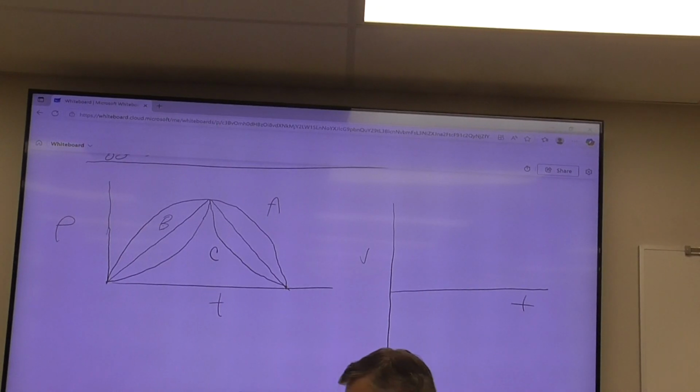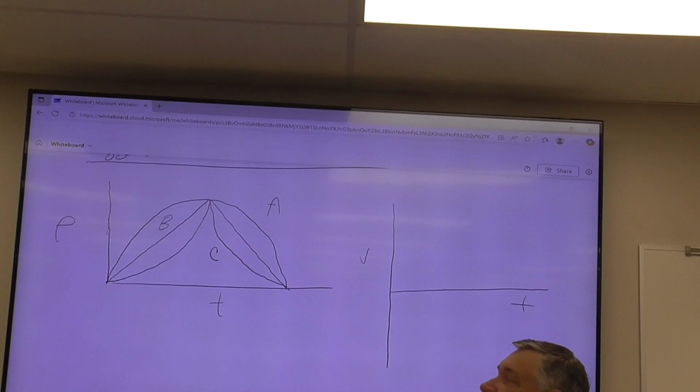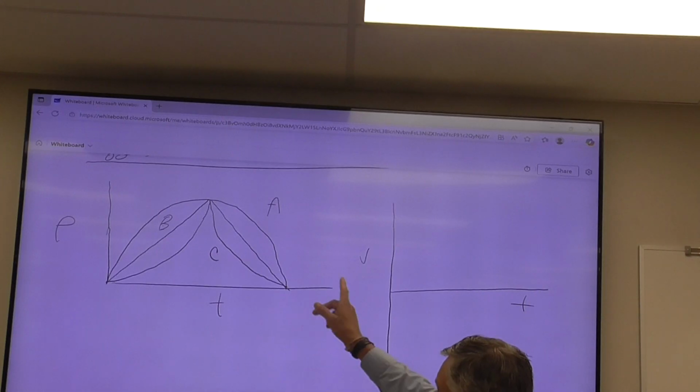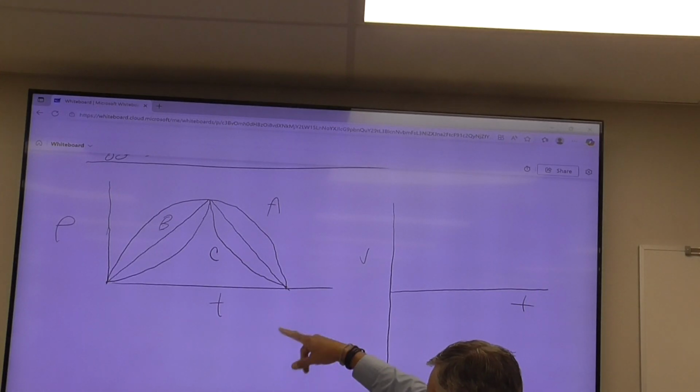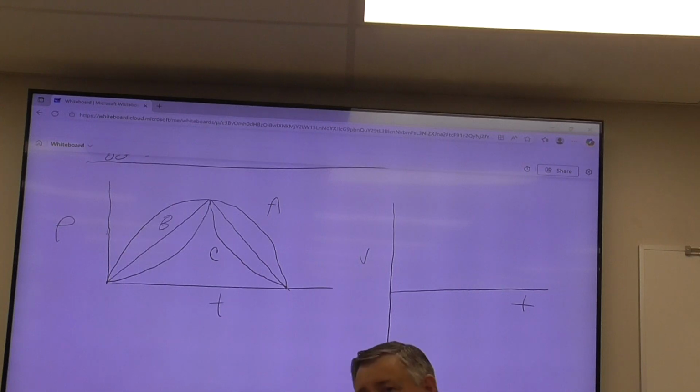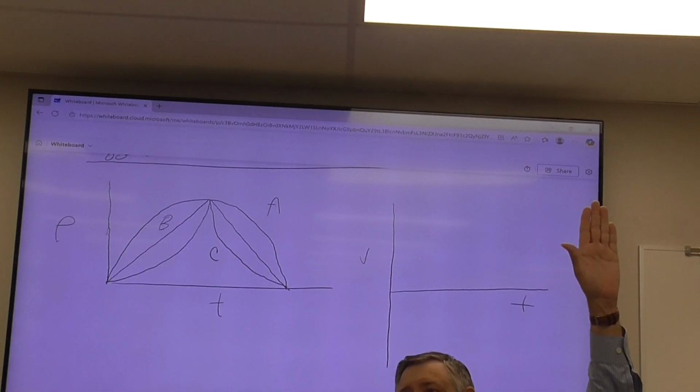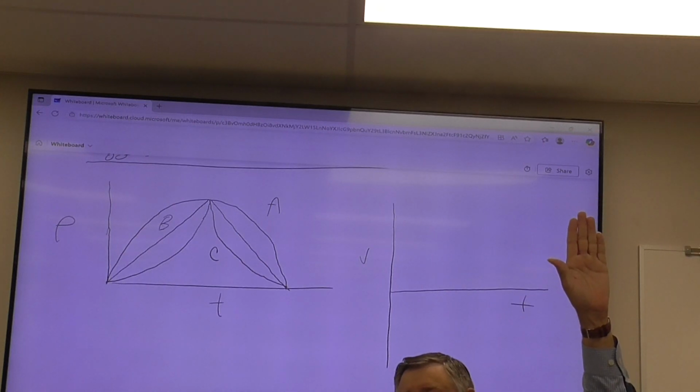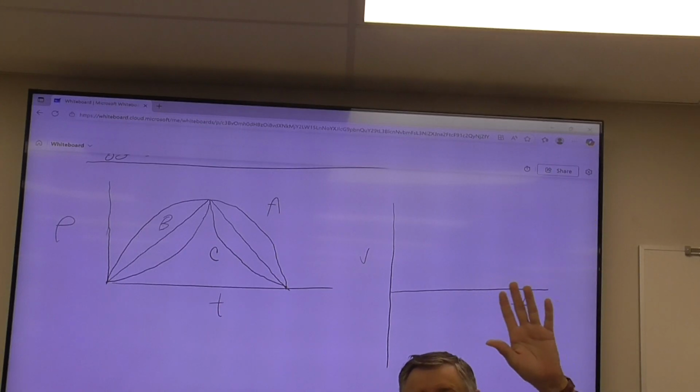Okay. So, position time graph, you have three options. One of those is right, A, B, or C. A is the top one, B is the middle, C is the lower curve. So how many have A? Okay, I have A. Everybody has A.